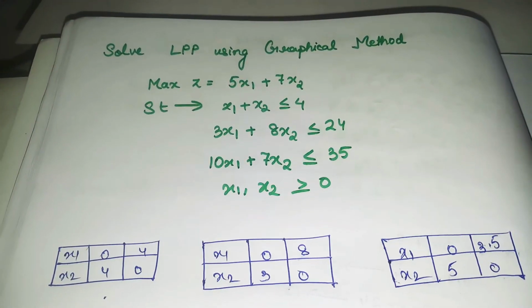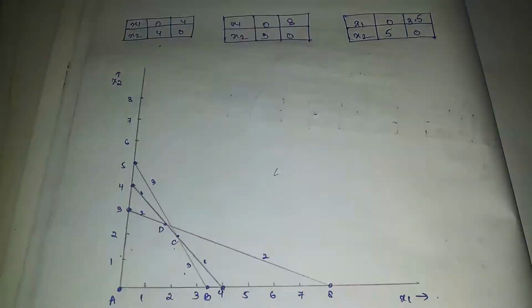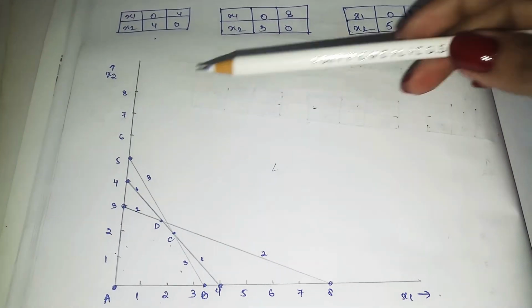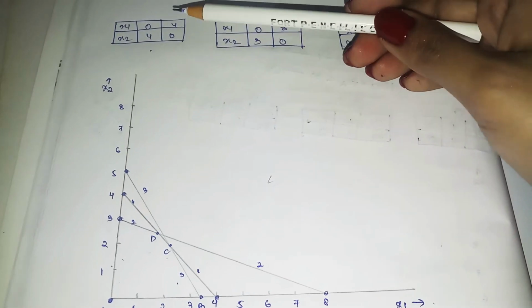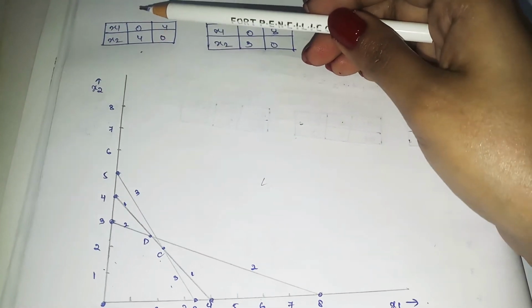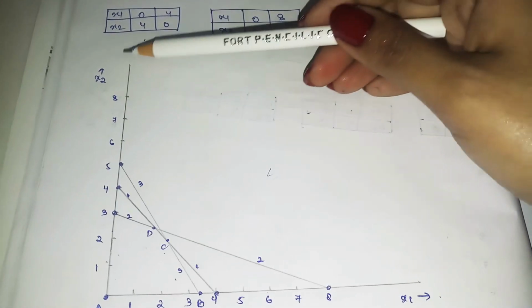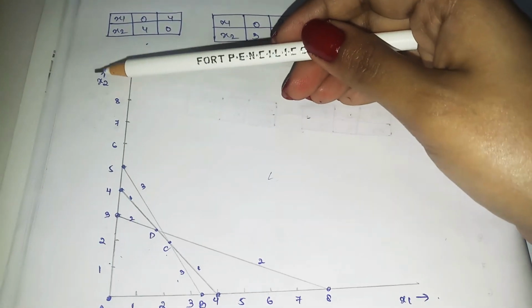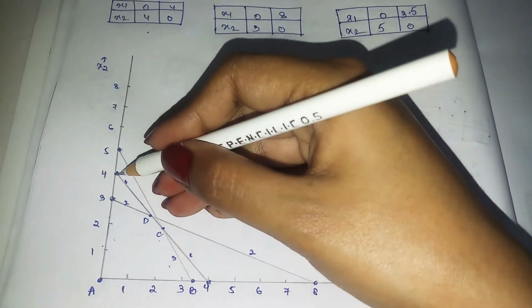After this, what I need to do is plot the graph. As you can see, I have already plotted the graph, so I'm just going to explain it to you. Let's see the first coordinate. When x1 equals 0, x2 is 4. This is x1 and this is x2. x2 is y, by the way. So when x1 equals 0, x2 is 4, which means this point.